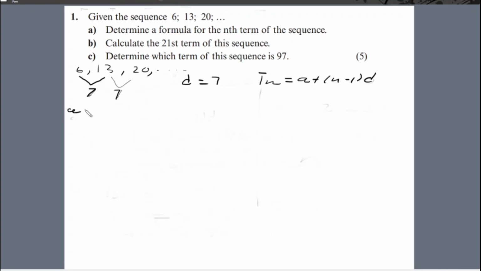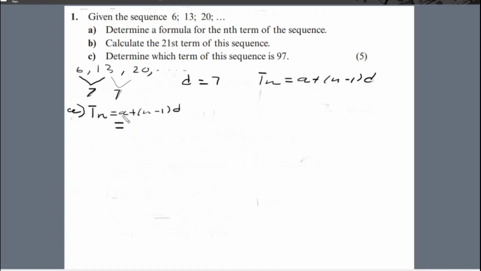Because we have a common difference, therefore it's an arithmetic sequence. So asiye question A, but determine a formula for the nth term of the sequence. Bafuna Tn lapha. So siyazi ukuthi Tn is equal to a plus n minus 1 d. We write this because siyazi ukuthi we have a common difference. Therefore siyazi ukuthi this sequence is an arithmetic sequence.